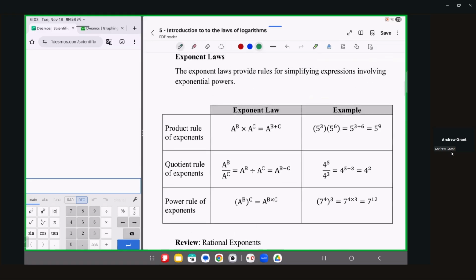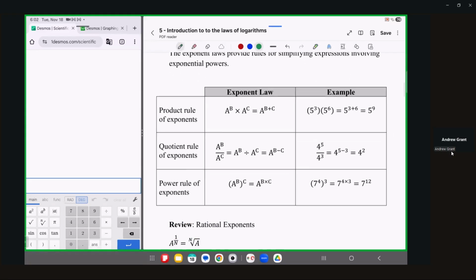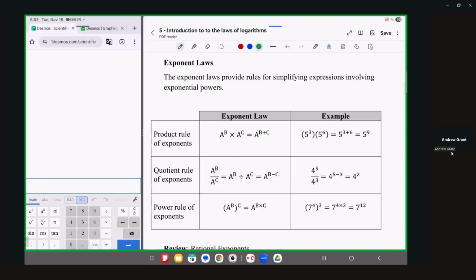Okay. With respect to the exponent laws, you might be wondering, why are we learning about the exponent laws? Well, recall that logarithms and exponential powers are considered inverses of each other. And so because the exponent laws exist, there will be an analog in the land of logarithms. So I thought it'd be a worthwhile exercise for us to review the exponent laws. And here's a small little review for us.